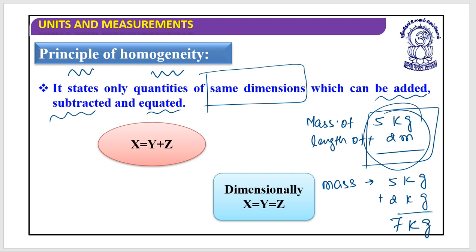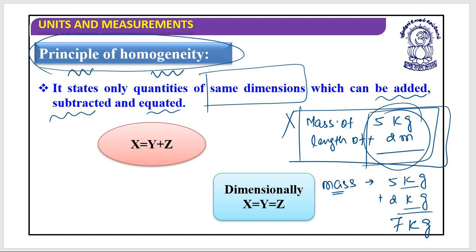Your mind says it would be 7 kg. Yes. So how did this come, and why is this not possible? Because these are having different dimensions. Dimension of mass is different, dimension of length is different, so you just cannot add this. But if two quantities are having the same dimension, like 5 kg and 2 kg, when dimensions are equal, they can be added very easily. So this is what the principle of homogeneity is all about.